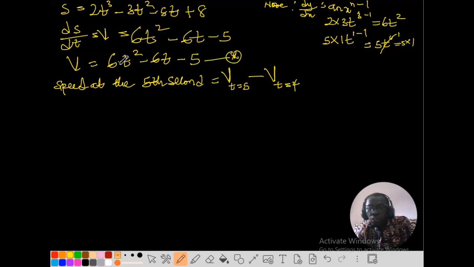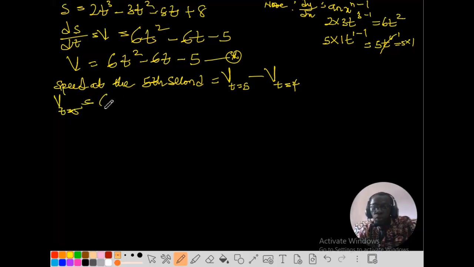So anywhere I see t here, I'm going to replace t with 5 first, get the answer. And again, anywhere we see t here, we'll replace t again with 4. Then the answer for v when t is 5, we'll subtract it from velocity when t is 4. So let's go with v when t is 5.